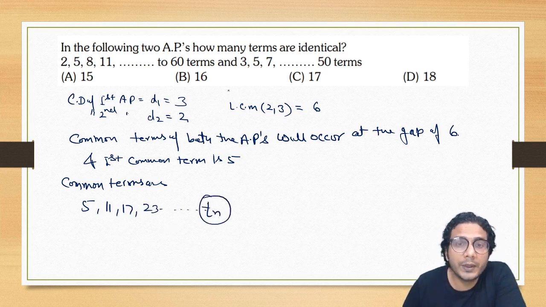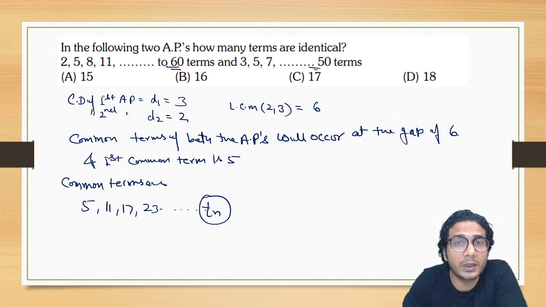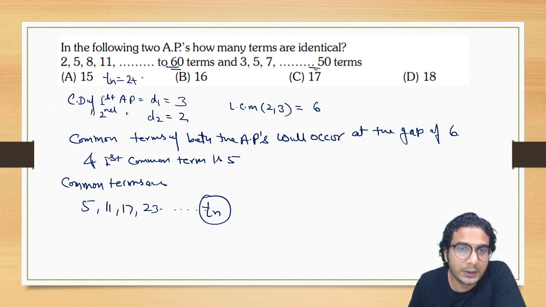To know that, you need to write the last term of this and the last term of this, and obviously the last common term will be smaller than the smaller of these two last terms, right? Whichever sequence has the smaller last term, our last common term will be less than that only. So let's write the last terms. The last term of this, which has 60 terms, is 2 plus 59 into D. D is 3. So it is going to be 179.